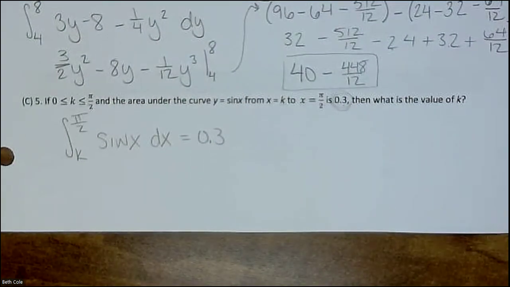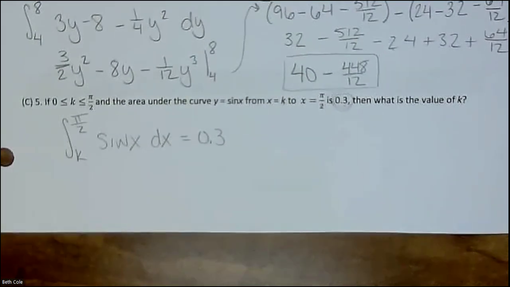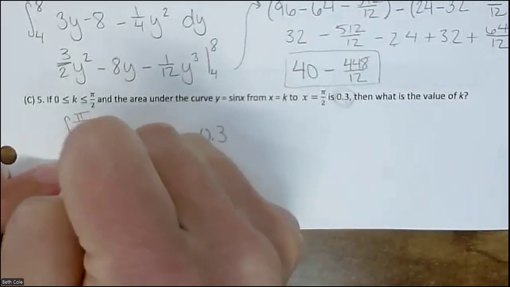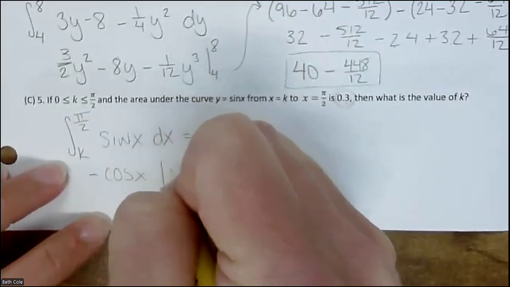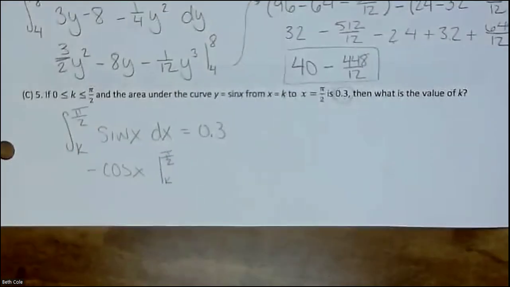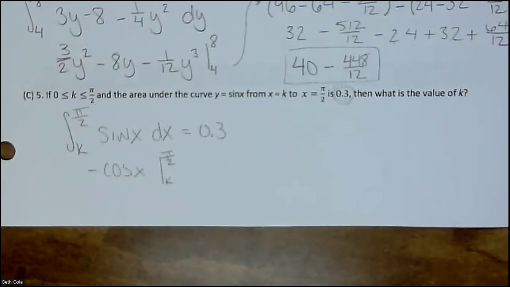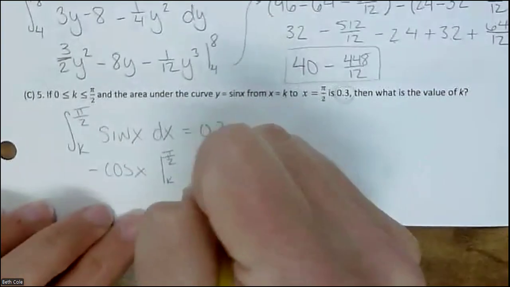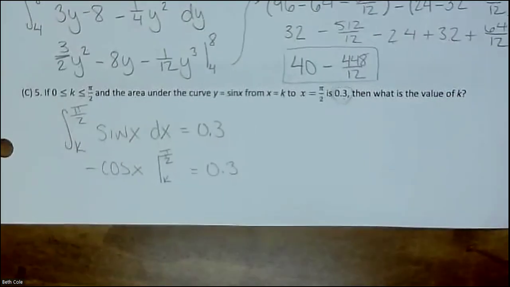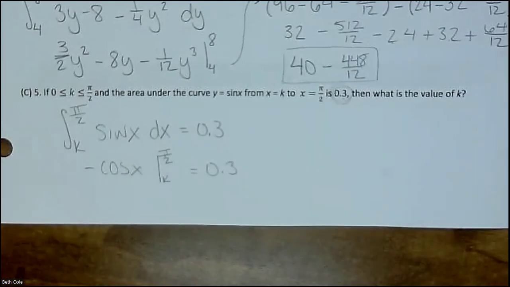I know you're like, is it cosine or is it negative cosine? Think about it for a second. When you do your antiderivative, negative cosine. I brought it up because it's hard. Equals 0.3. So we're going to do upper minus lower. Unit circle time. Where's pi over 2?